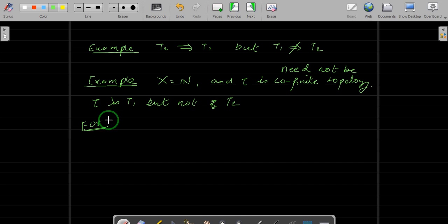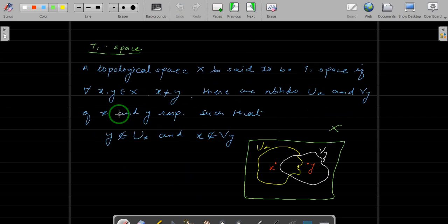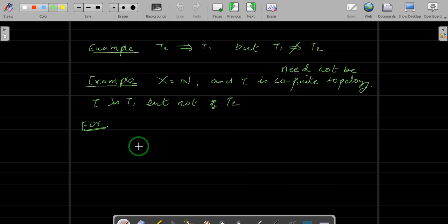Now here we have to show that this tau is a T1 space. That means, let me go back to the definition of a T1 space. For a T1 space, if you take any two distinct points in the space, there should exist two neighborhoods such that x is not in the neighborhood of y and y is not in the neighborhood of x. So to prove that tau is T1, let us take two distinct points, say m and n in the space X, which here is the set of all natural numbers. You have to find two neighborhoods of m and n respectively, so that each will not contain the other point.